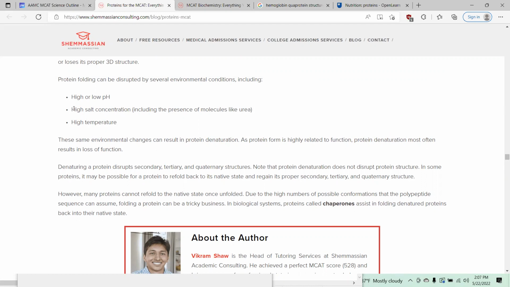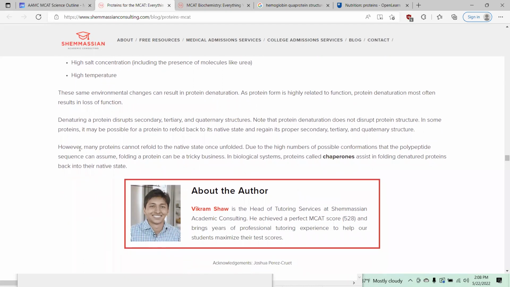But in some cases, a protein in one environment, say a high pH environment, if you then lowered the pH by adding some acid, you could feasibly turn it back into a functional protein, just because you changed the environment that encourages the folding. Overall, many proteins cannot refold to the native state once unfolded. But in biological systems, there are chaperone proteins that help fold proteins back together.